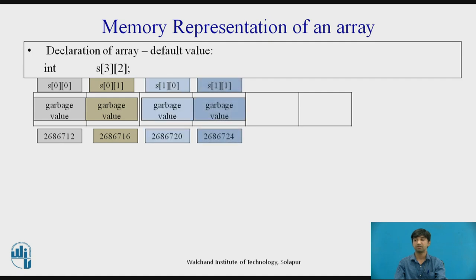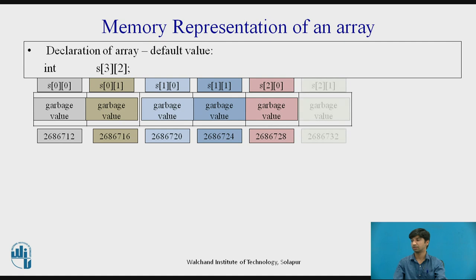So it will be s[0][0], s[0][1], s[1][0], s[1][1], s[2][0], s[2][1]. Now, whatever we are seeing, 2686712, 2686716, 2686720, 2686724, 2686728, and 2686732, these are the address locations of the different array elements.